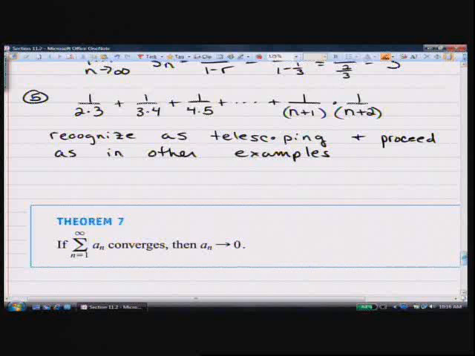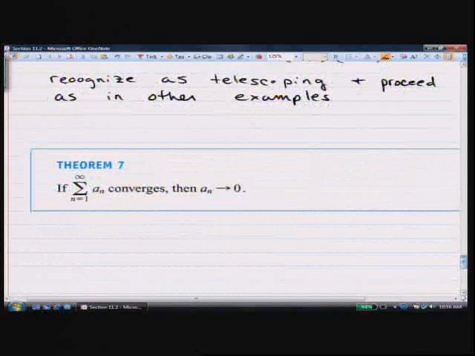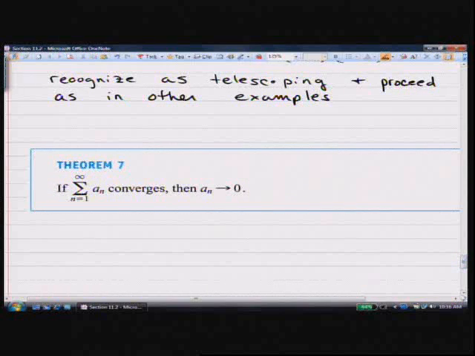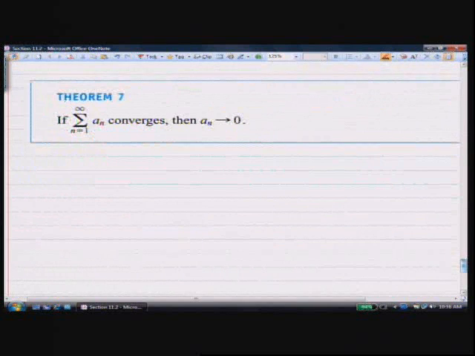Okay, all right. Now on this theorem, there is Theorem 7. It turns out that if you know the series converges, then as n goes to infinity, the term must go to 0. That has to be true. And that should make sense to you, because if it didn't go to 0, say it went to 5, then you'd be adding 5 infinitely many times, and so the whole thing could not converge.